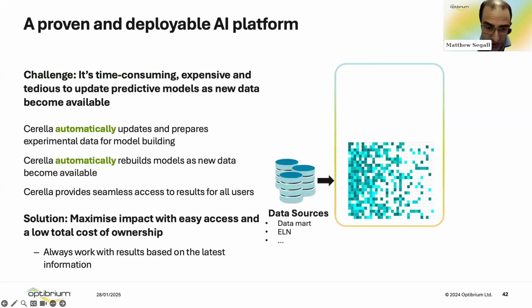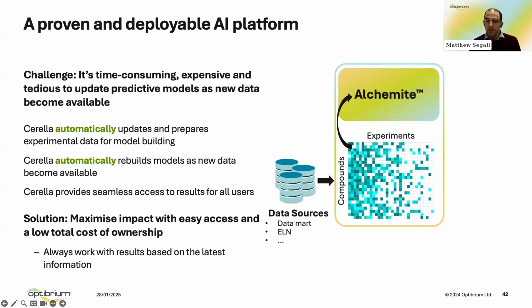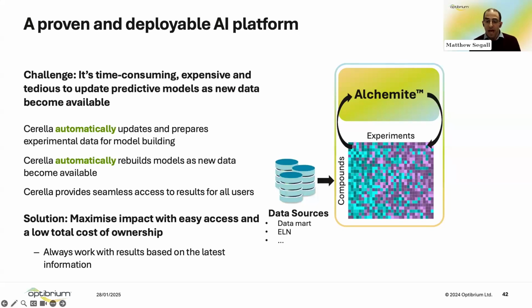It also helps to automate that process of building and validating models. It's time consuming and expensive to constantly be updating and building these models as new data become available. So Cerella automatically updates and prepares experimental data. It connects directly with your data source, your data mart, your ELN, your database. It populates that sparse matrix that we've been discussing today. And then it uses the Alchemite method to build models covering all of those different experimental endpoints. And of course, it will then fill in those blanks using the imputation method that we've been talking about.